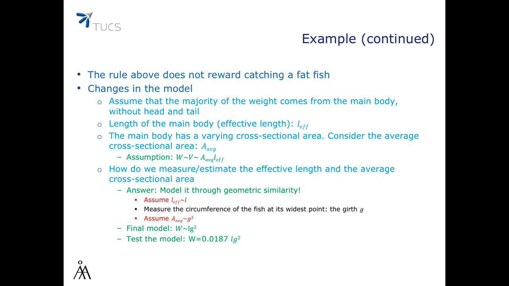So to test the model, we could just collect some data points, and we will see that if we put weight here and we put here on this horizontal axis the product between L and G squared, we should see that indeed the points lie somewhere on a slope, on a line going through the origin, and we can calculate the slope of this line based on just one fish. For example, in the case that I have on the slides, the numerical constant is something like 0.02.